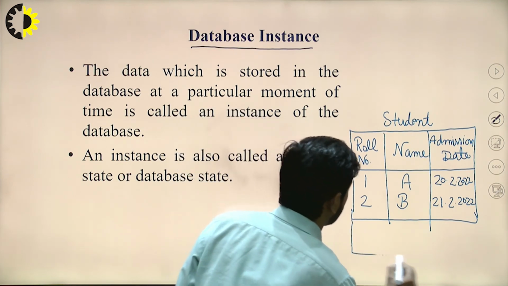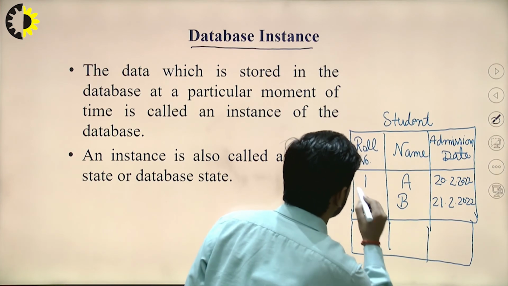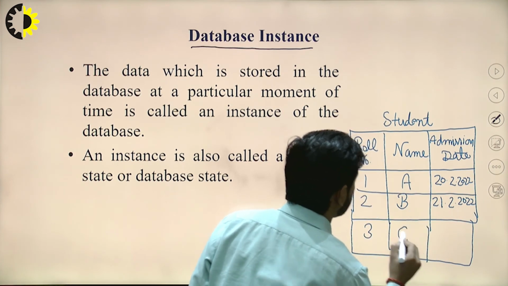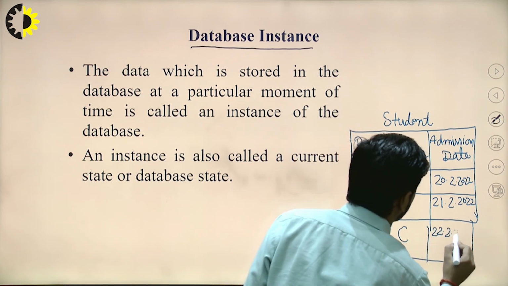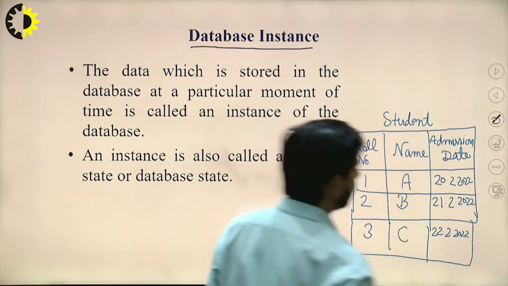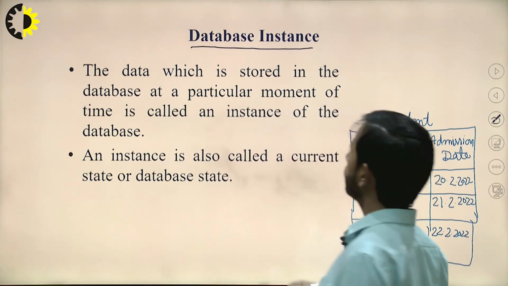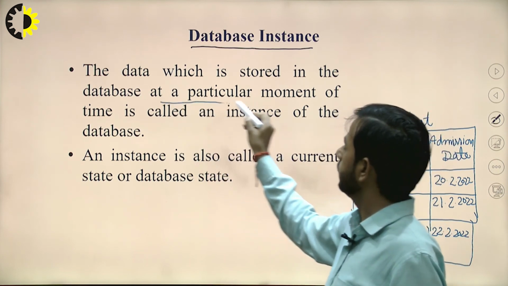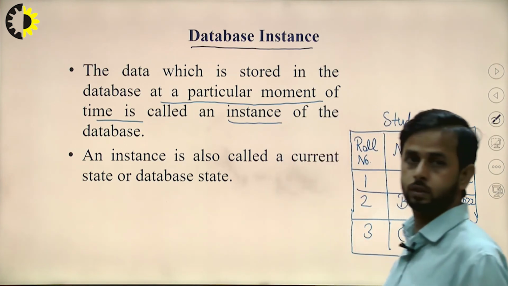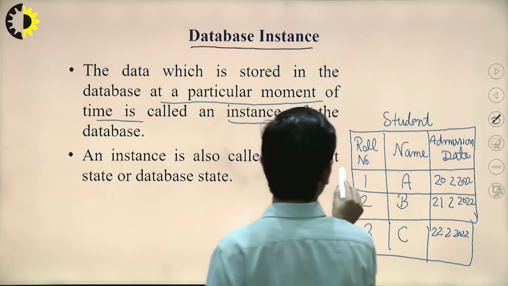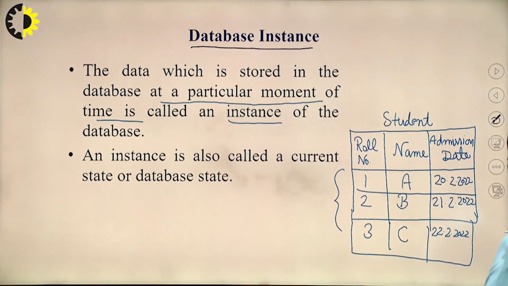Next day, suppose roll number is 3, name is C and date is 22/2/2022. Okay, this is another instance. So at a particular moment of time, it is known as an instance. So these are the instances of the database at a particular moment.